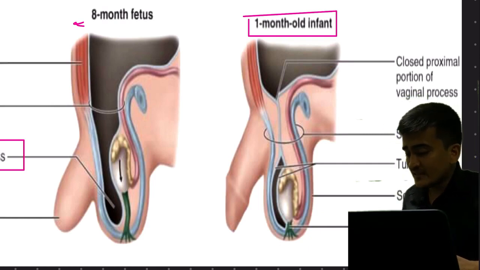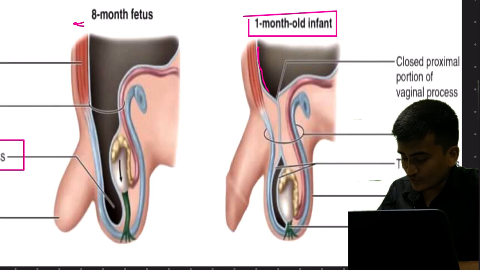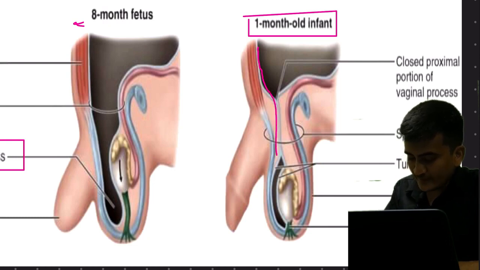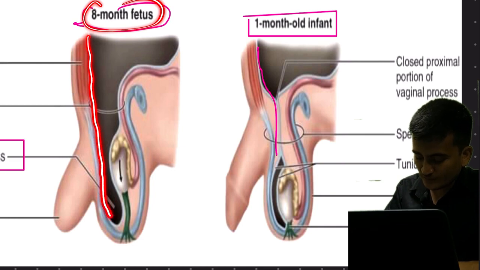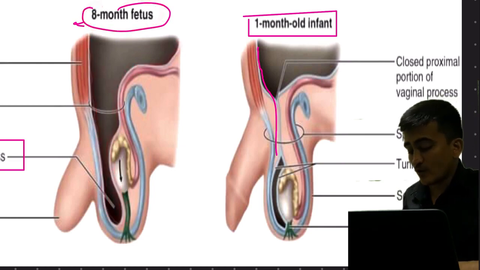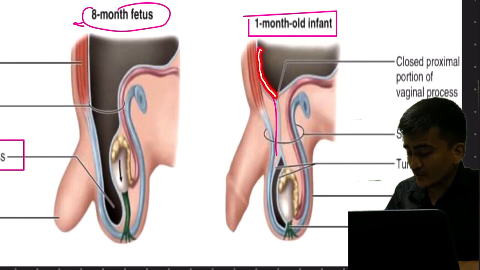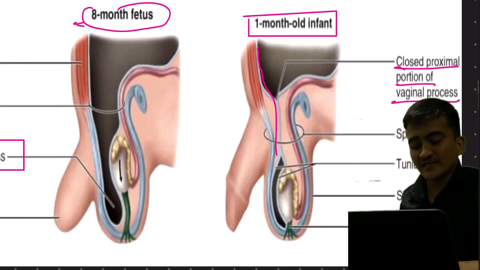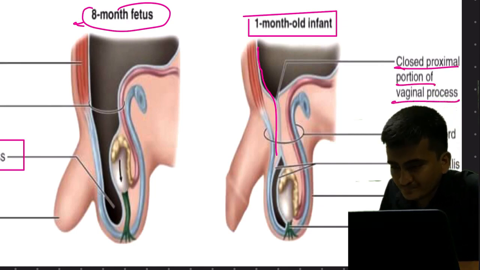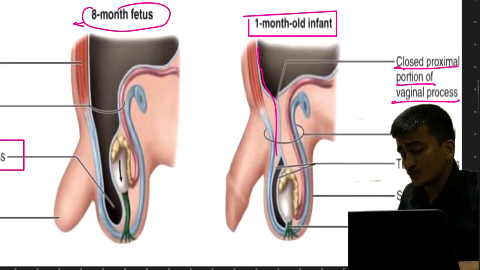What will happen is this peritoneum, which was continued in 8-month fetus, right? There was the formation of the vaginal process. This was continued. But now this peritoneum will be discontinued, right? The proximal portion of the vaginal process will close. This vaginal process will be closed.